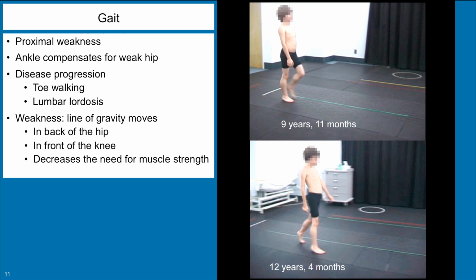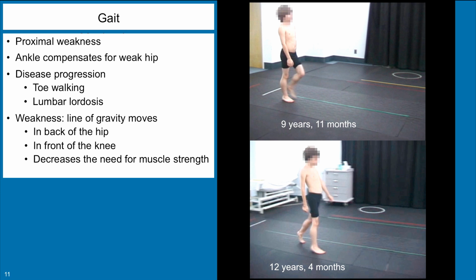So when we talk about gait and Duchenne muscular dystrophy, as you've heard before, the boys have proximal weakness, and their ankle and their trunk postures can move the body's center of mass around, and in this way they can compensate for weakness at the hip joint during walking, because that's one of the more proximal joints that is affected. So we see toe walking, we also see lumbar lordosis.